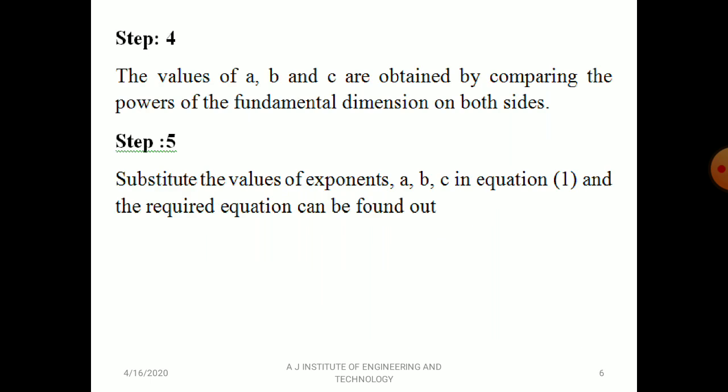Next, step 4, values of exponents a, b, c can be obtained by dimensional homogeneity, that is, equating dimensions of M, L, T on both sides. Then step 5, substitute the values of exponents a, b, c in equation 1. That is, equation 1 is x equal to k into x1 to the power a, x2 to the power b, into x3 to the power c. So we can get an expression for the dependent variable in terms of independent variables.